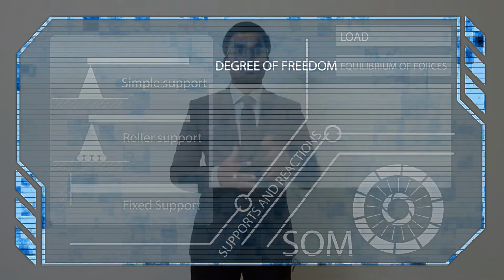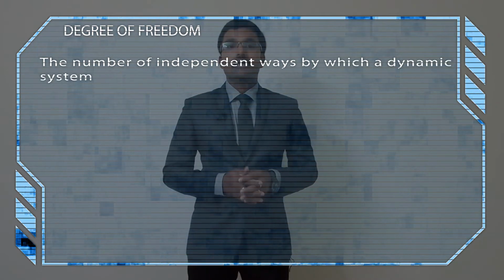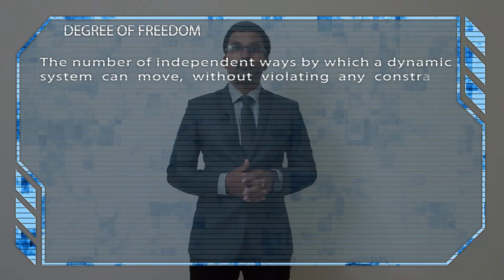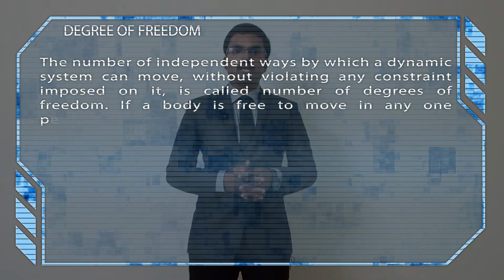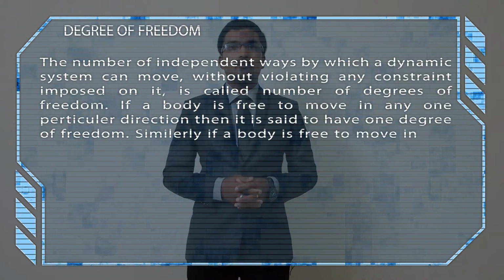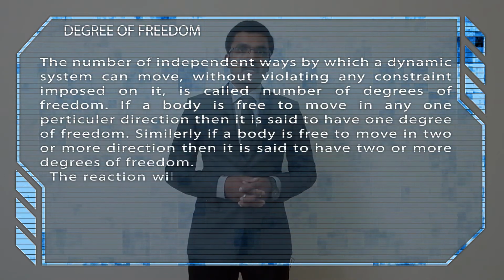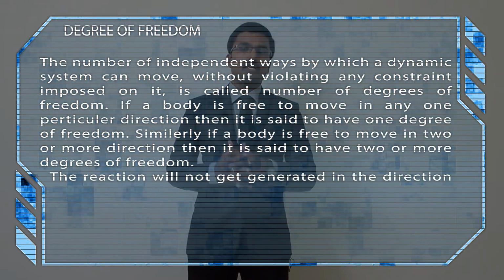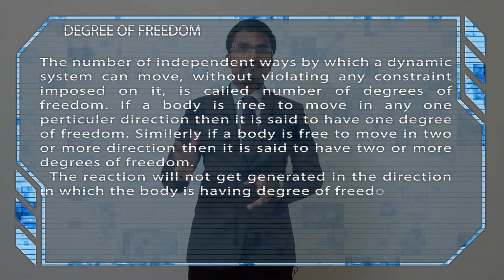Next, we have degrees of freedom. When the body is free to move in any particular direction, then it is said to have 1 degree of freedom in that direction. Likewise, if the body is free to move in 2 or more directions, then the body will have 2 or more degrees of freedom. We should bear in mind that reactions will not get generated in the direction where you have the degree of freedom.